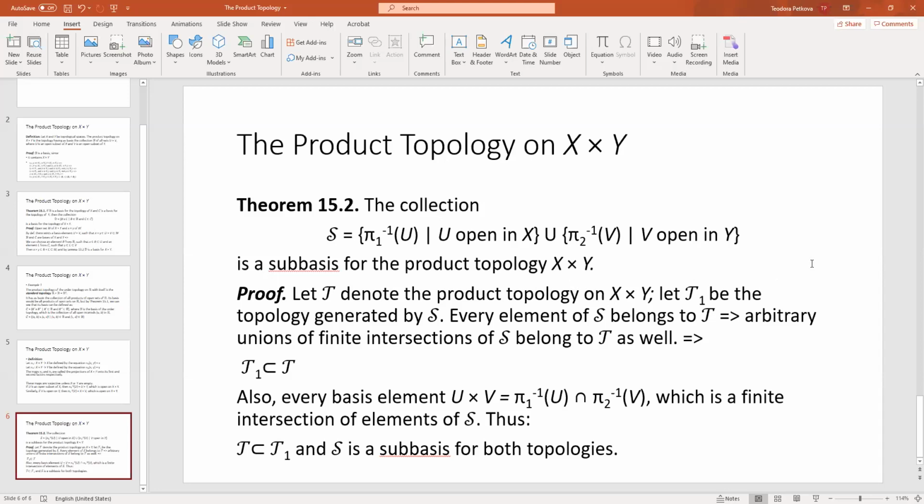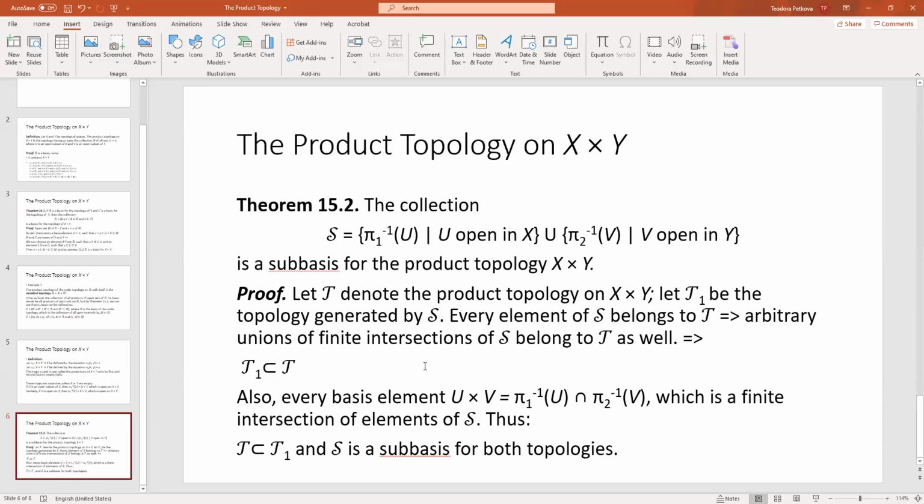Every element of S belongs to T, since if you go back to the definition, it can be translated to some set U cross V in X cross Y. And from this it follows that arbitrary unions of finite intersections of elements of S belong to T as well. Thus we get that T1 is a subset of T.